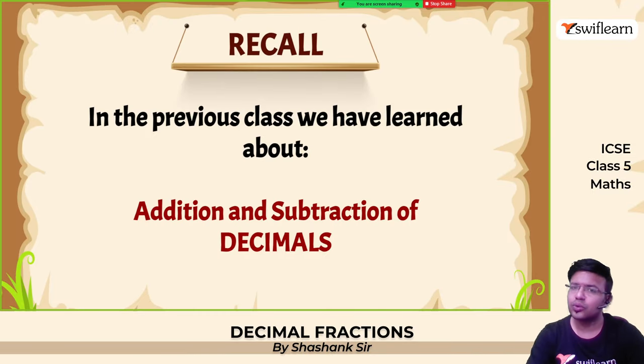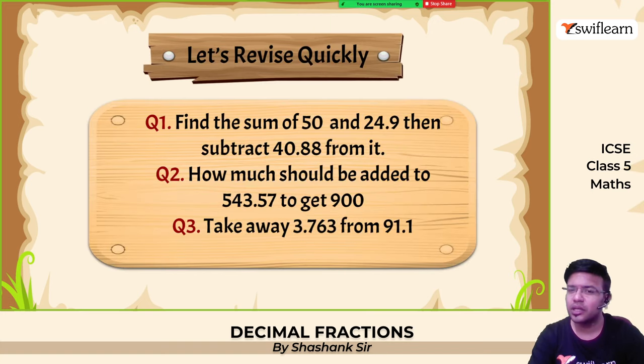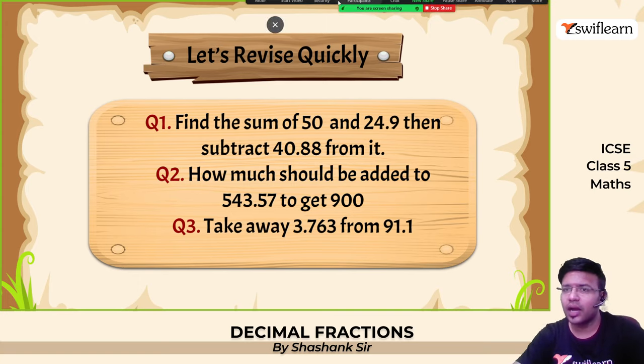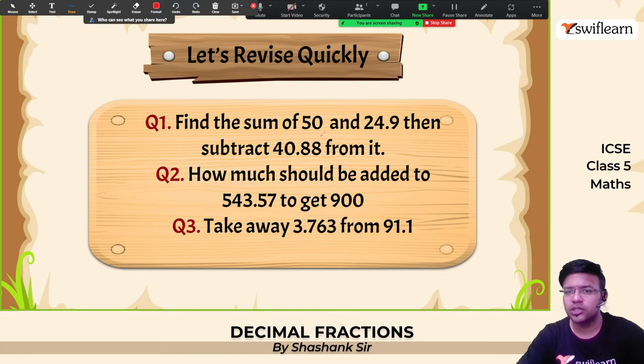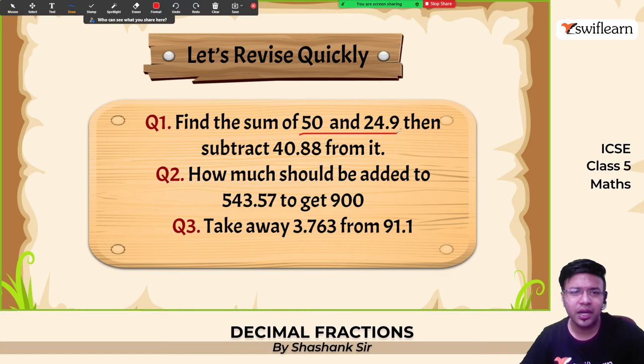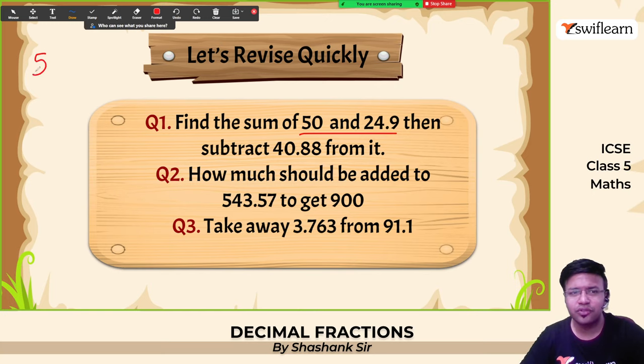In the previous class we learned about addition and subtraction of decimals. So let us revise quickly. Find the sum of 50 and 24.9 and then subtract it from this. Add the first two numbers first. Add 50 and 24.9. 50 can be written as 50.0, plus 24.9. Add them, we get 74.9.